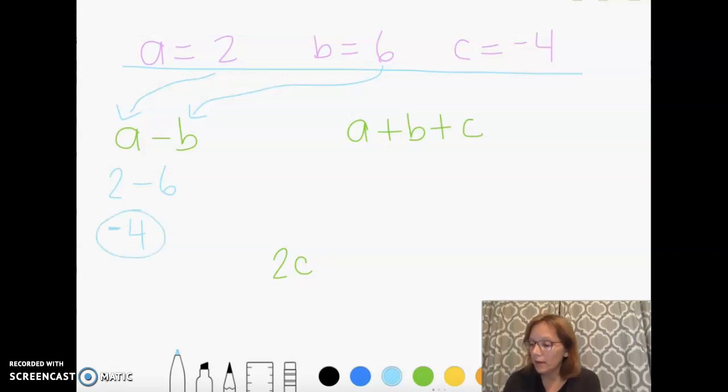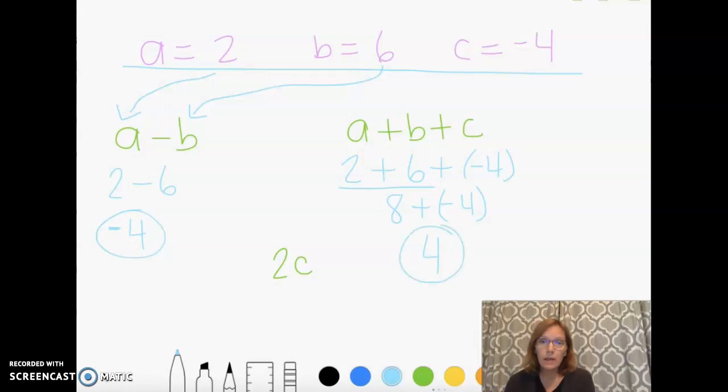Next one, let's plug in. I got 2 plus 6 plus negative 4. Remember, addition and subtraction from left to right, so I'm just going to start at the beginning and start solving. 2 plus 6 is 8, and then bring down the rest. And now I have 8 plus a negative 4. My signs are different, so I'm going to subtract. 8 minus 4 is 4. The answer takes the sign of the bigger number. 8 is positive, so the 4 is going to stay positive. And my answer is 4 on that one.